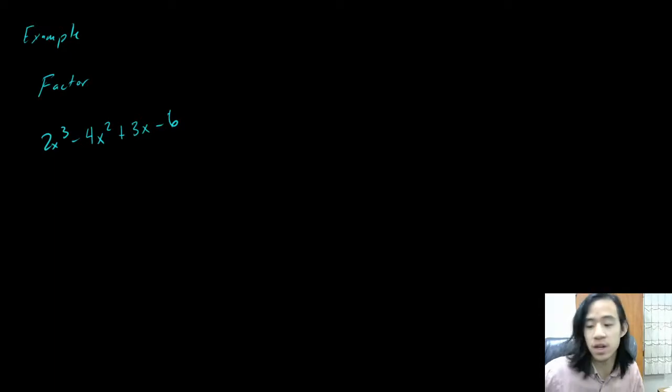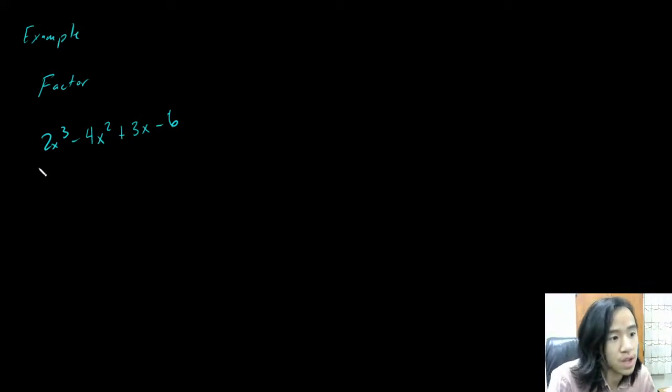All right, so now we're going to go to some actual examples. This is kind of a simple example. So we're going to factor this. How you do this is you take the GCF of the first pair. So I'm going to go ahead and do that. I can take out a 2, and I can take out an x squared. And what's left inside is going to be x minus 2.